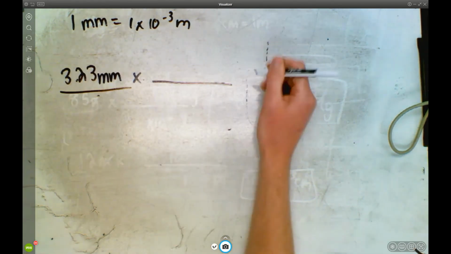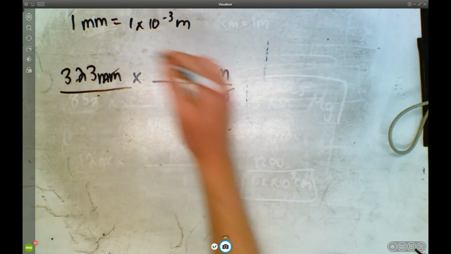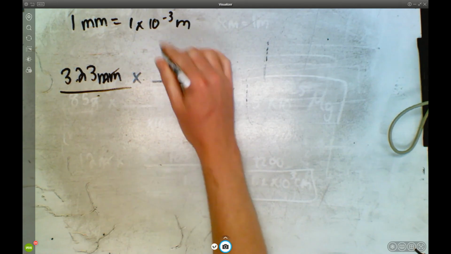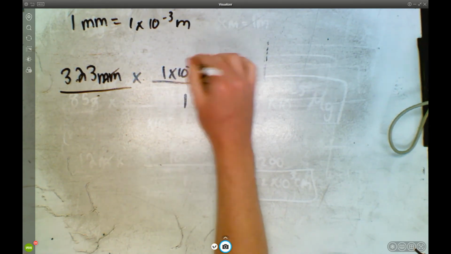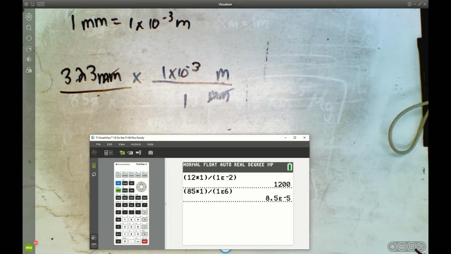Times sign, line. Millimeters goes on the bottom, meters goes on top, so those will cancel out. There's a 1 beside my millimeter, and a 1 times 10 to the negative 3 beside my meters. Okay, I'm just going to leave that 1 on the bottom because we know dividing by 1 doesn't change your answer. So I'm just going to go 3.23 times 1 e negative 3.